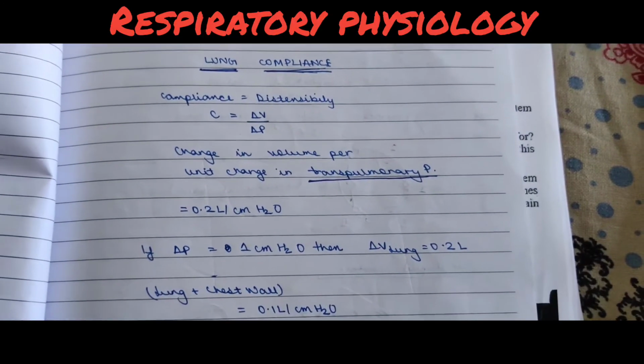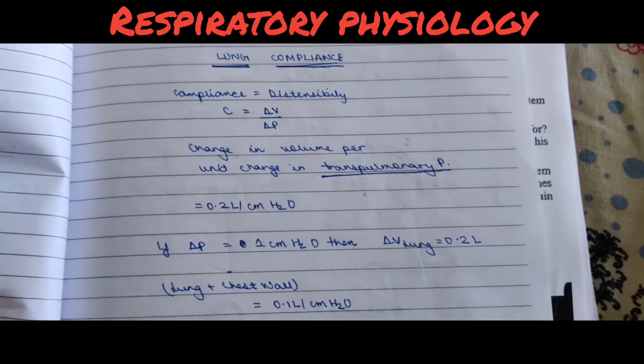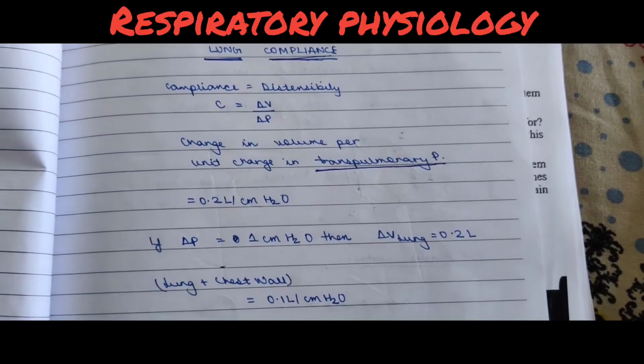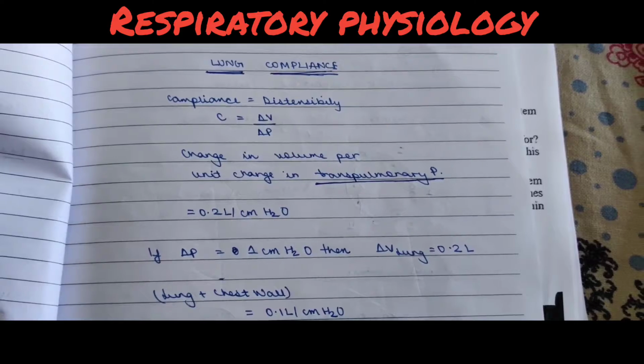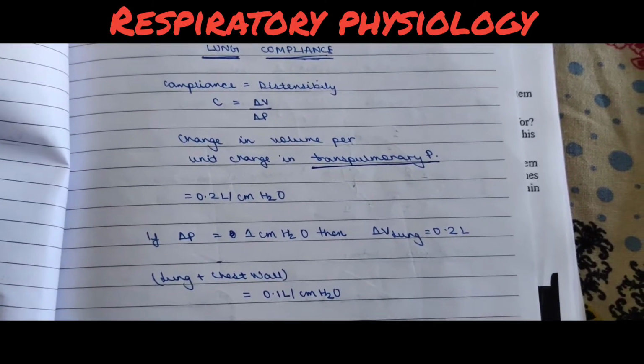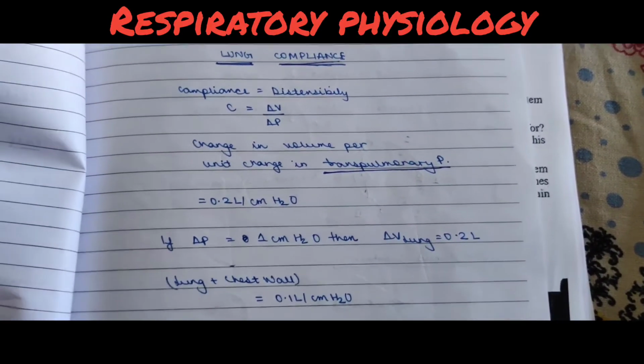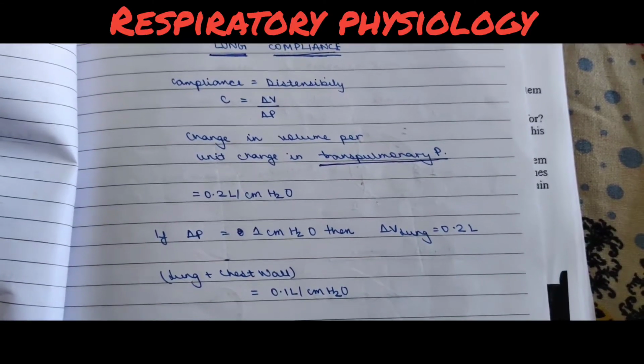Okay, so the next topic is lung compliance. Compliance, the name means distensibility. The formula for compliance is change in volume per unit change in transpulmonary pressure. That is delta V by delta P.